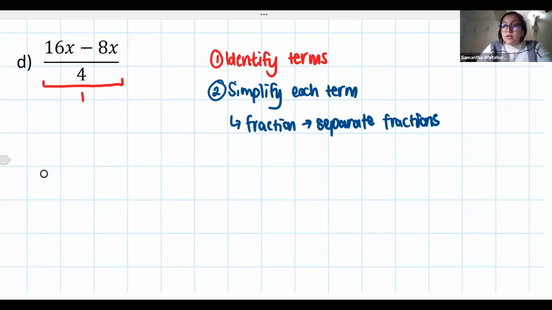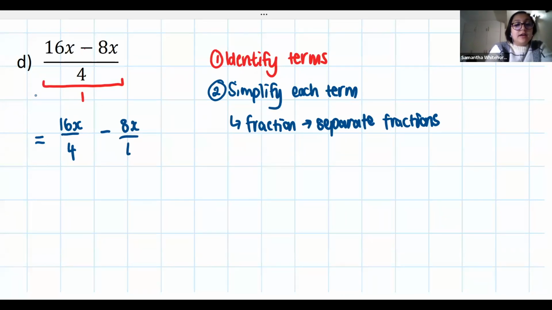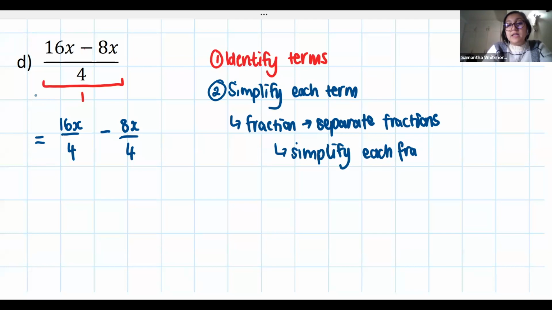There is a second way that you can do this, which I think some of you have done, which is fine, but I want to show you the way that will work for any fraction. So in order to complete step 2, we're going to separate our fractions. That means we take 16x divided by 4, and the minus 8x divided by 4. We split it. Once we've separated our fraction, we're going to simplify each term, exactly what step 2 says.